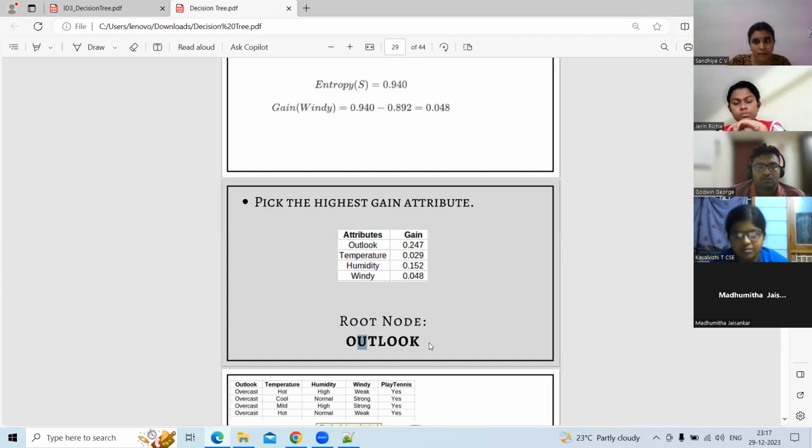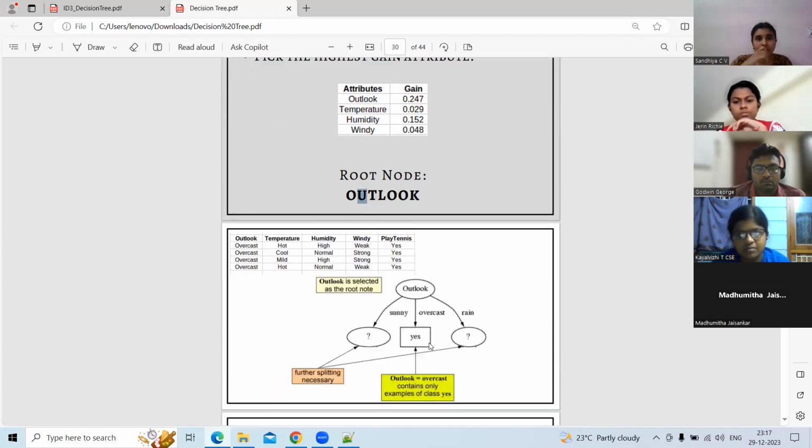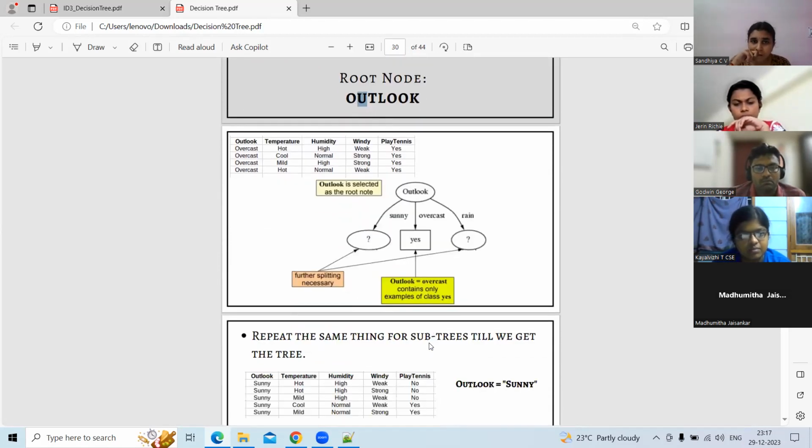Yep, go ahead. Okay. So this is how our decision tree will be initially. The root node is outlook, and these branches are nothing but the values. It has 3 values: sunny, overcast, rainy. If it is overcast, it is always yes. The person will always play. So there is only one leaf node here, which is always yes. Okay. So here it is over.